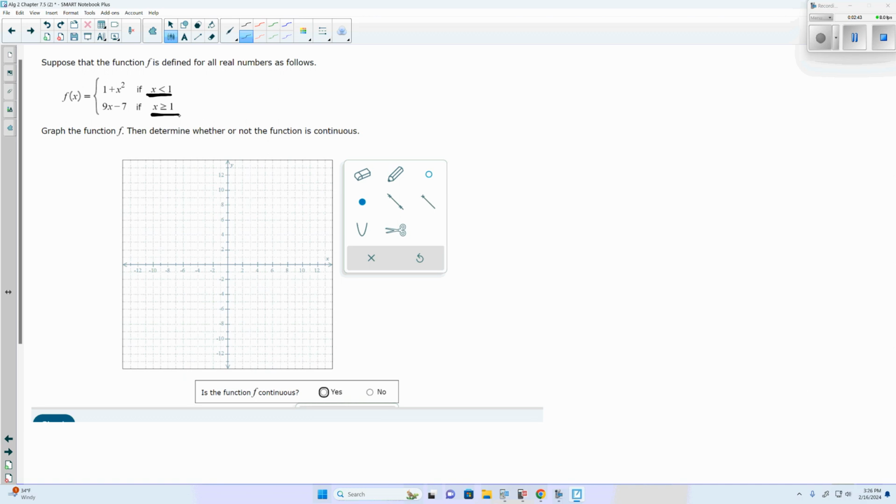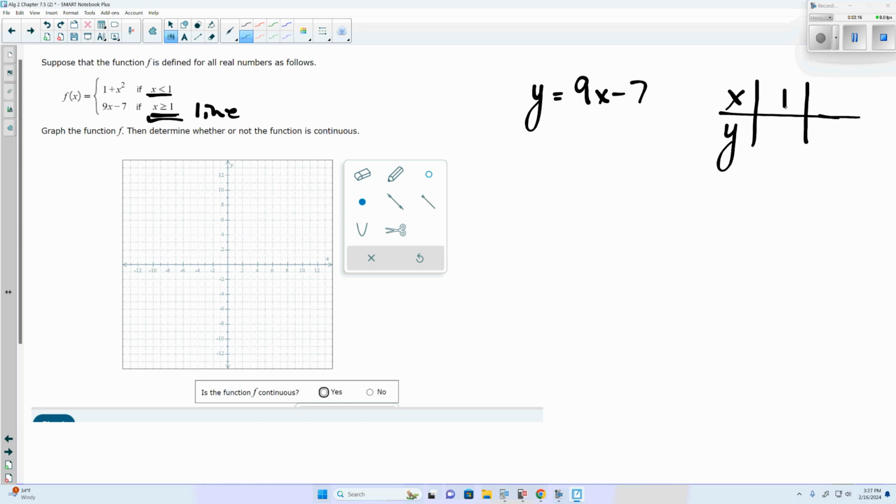The bottom one out of the two is a little bit easier to graph because this is an equation of a line, and to graph the equation of a line, we need 2 points. So we have y is equal to 9x minus 7. The condition here is that x is greater than or equal to 1. One of the points I'm going to use is x = 1, because it's equal to. That gives us a starting point, because that is the smallest value of x we can have. And we can plug it in.